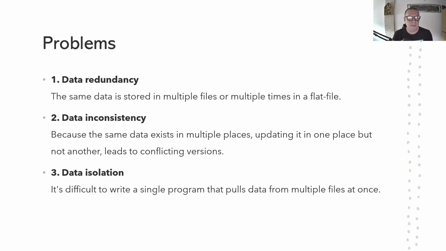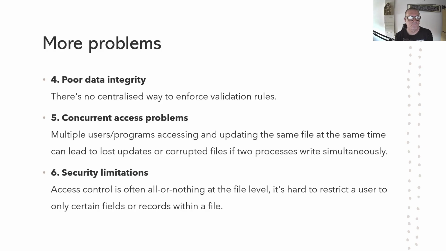The third problem we have is data isolation. Because the files might be separate and accessed directly by their own programs, there's no single program that pulls everything together. It's difficult to write that. The next problem is data integrity. Data integrity means making sure that the data is valid data or accurate data. Because we've got no centralized way to enforce the validation rules, then it can be broken and we get poor data integrity.